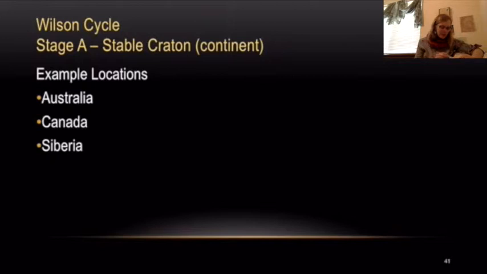Stable craton, I didn't talk about this name yet, did I? Stage A is called stable craton. Stable means nothing's happening, nothing's moving. Craton means a continent. It's a big, solid, not moving piece of rock. Nothing's happening to it. It's just thick rock that's not going anywhere.